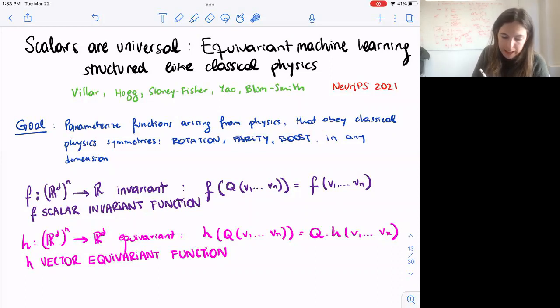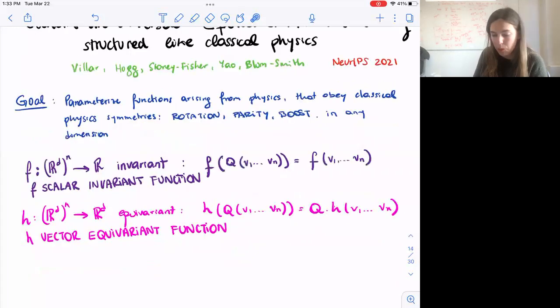And so what we say is we consider our first function to be a function that takes n vectors in R^d and outputs a scalar. This function is invariant, meaning that if you act by, say, a rotation, if you rotate all your inputs, then the function doesn't change. And then we also consider functions that output a vector and they're equivariant. So if you rotate all your inputs, then your output rotates in the same way.